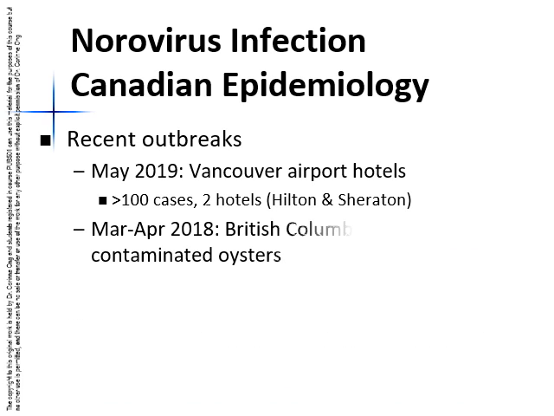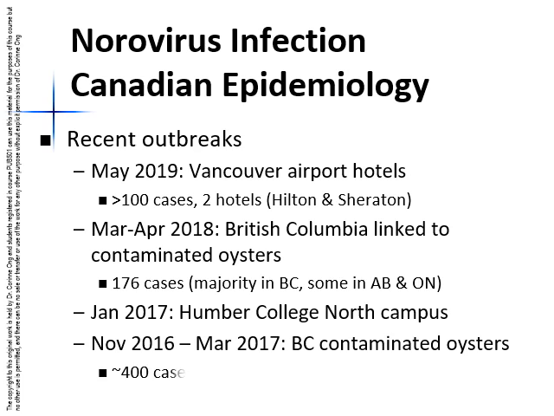Recent outbreaks include one in May 2019 in 2 different Vancouver airport hotels, with more than 100 cases. There was another in 2018, also in British Columbia, linked to contaminated raw oysters from Vancouver Island. In 2017, there was an outbreak at Humber College, but the source was not identified. And from late 2016 to mid-2017, there was another massive outbreak associated with sewage-contaminated BC oysters.